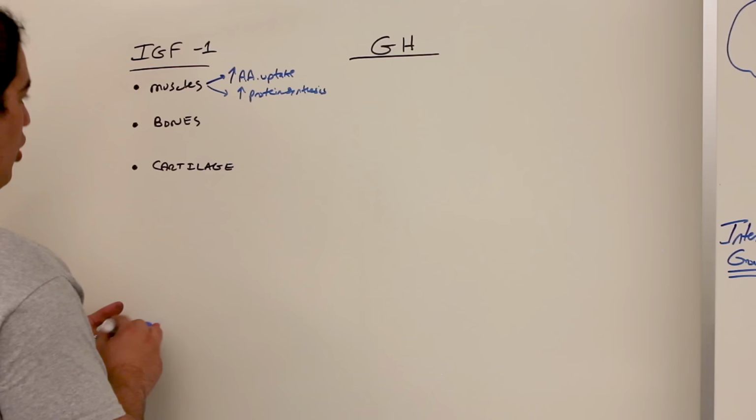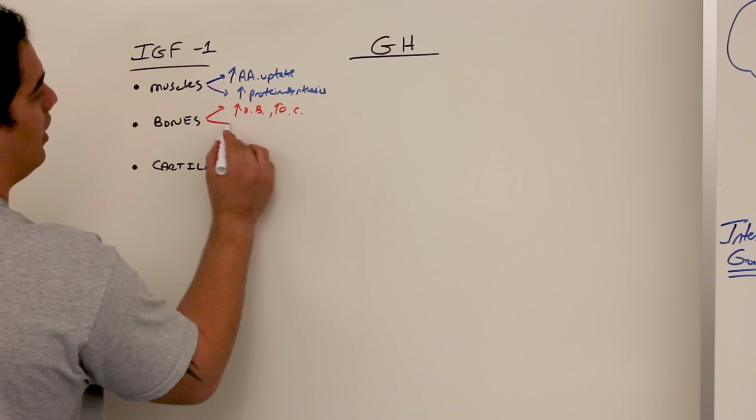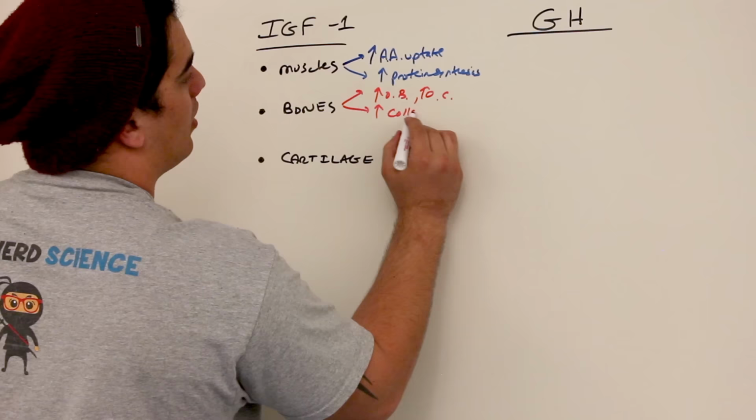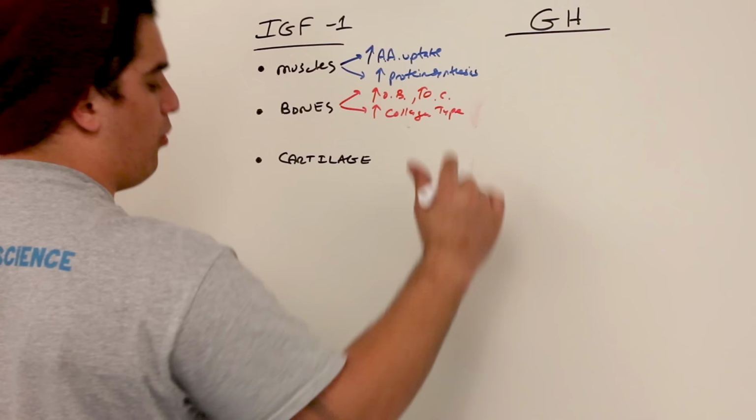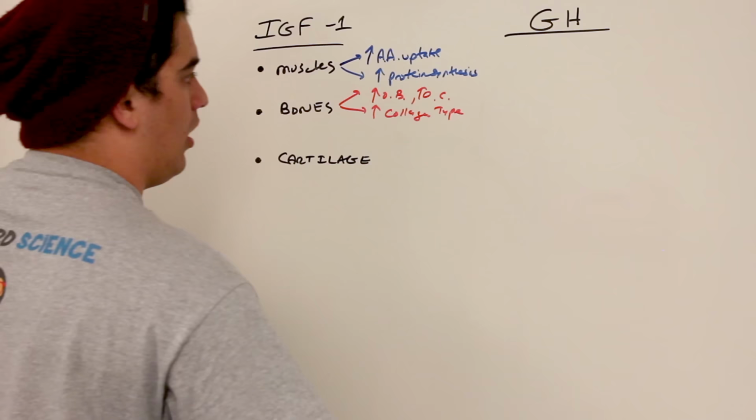Doing a lot of stuff, right? Increasing, I'm going to put OB for osteoblastic activity. It was also increasing osteoclastic activity. It was increasing collagen type 1 production. You know how you can remember that collagen type 1 is the main collagen in the bone? Well, you know how you spell bone? B-O-N-E. Look, 1. Okay, so collagen type 1 is the type of collagen in the bone.